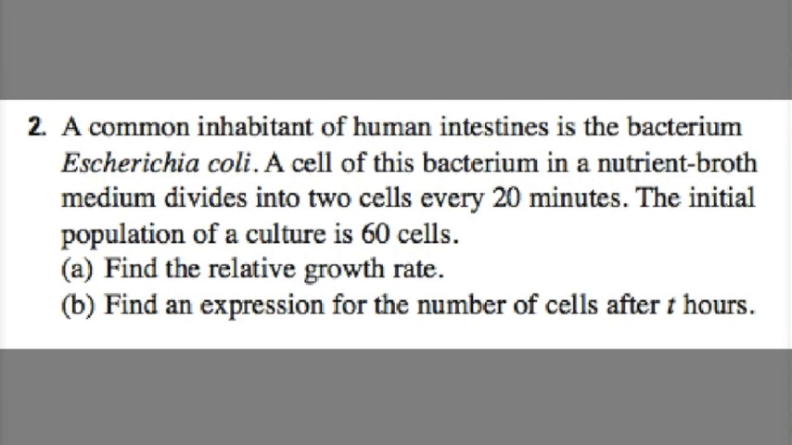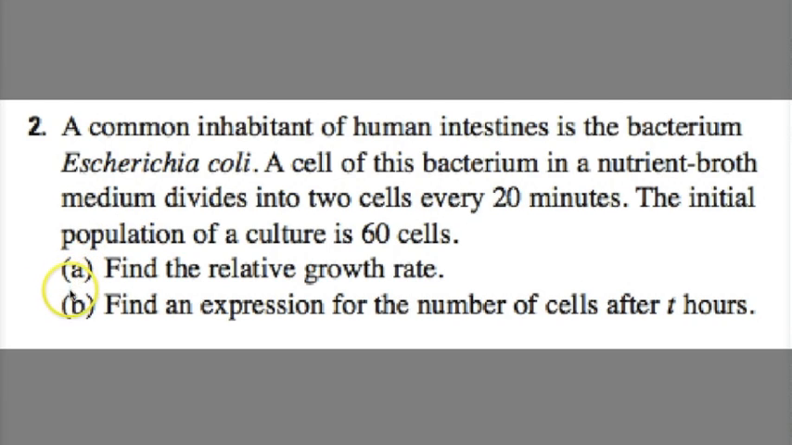A common inhabitant of the human intestines is this bacterium, and the cell of this bacterium divides into 2 cells every 20 minutes. That means every 20 minutes the population present doubles. And the initial population of the culture, so that C in that equation that we just saw, is going to be 60 cells. So we need to find the relative growth rate, which is the k, and find an expression for the number of cells after 2 hours.